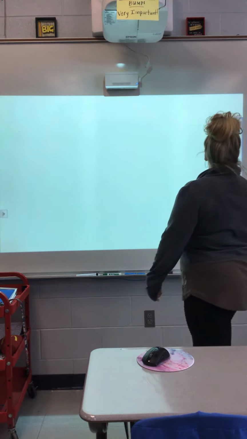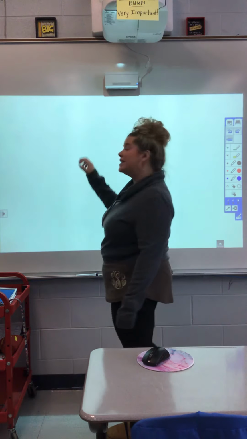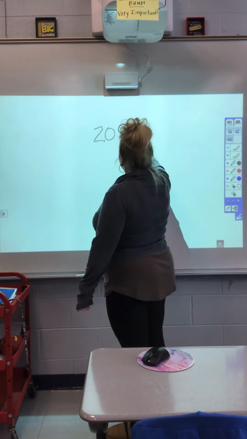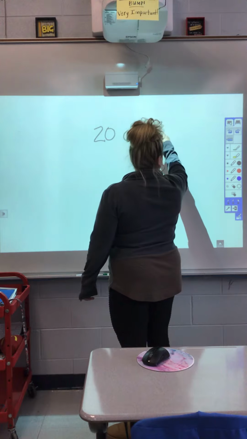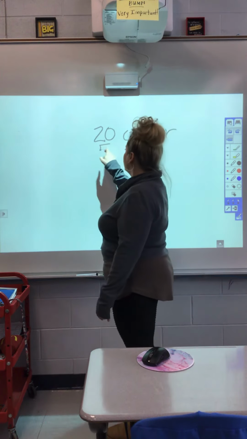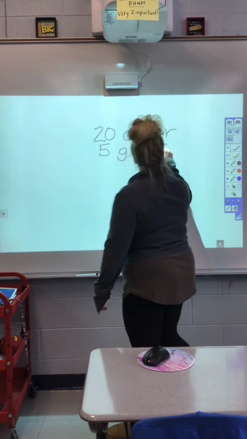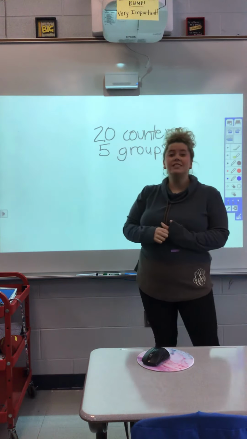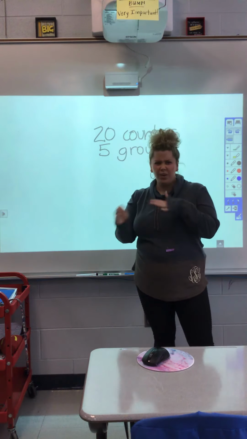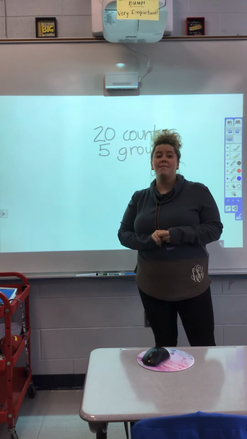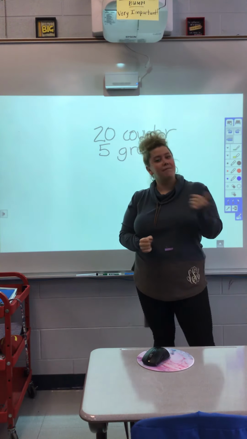One more. This time we have 20 counters and 5 groups. All right, again, you're going to pause the video to draw your model, or you can use real counters if you have them, and write your division sentence. Come back when you're done.